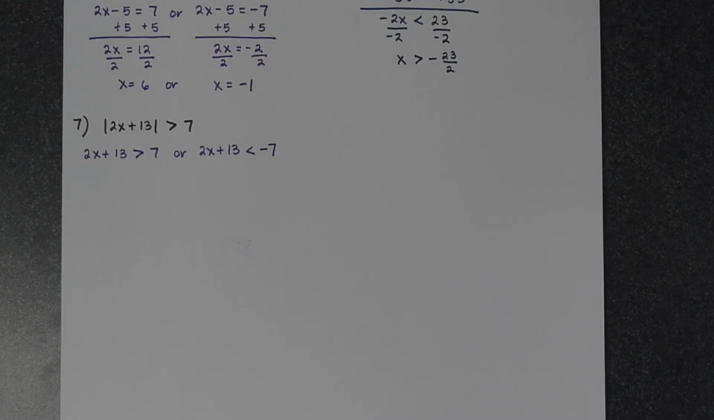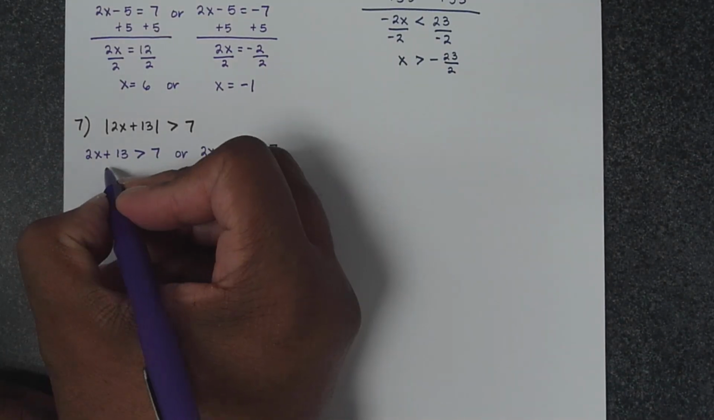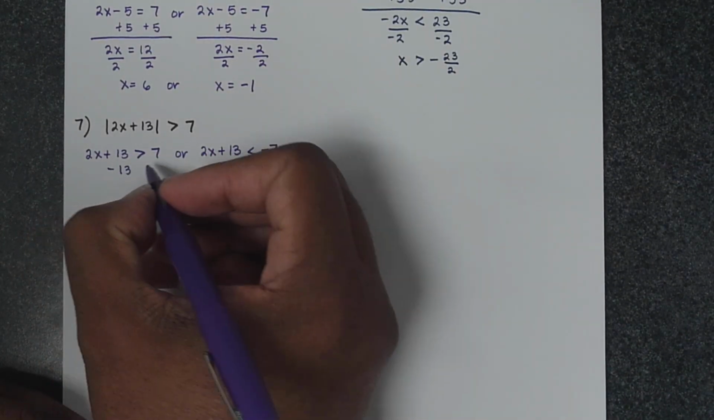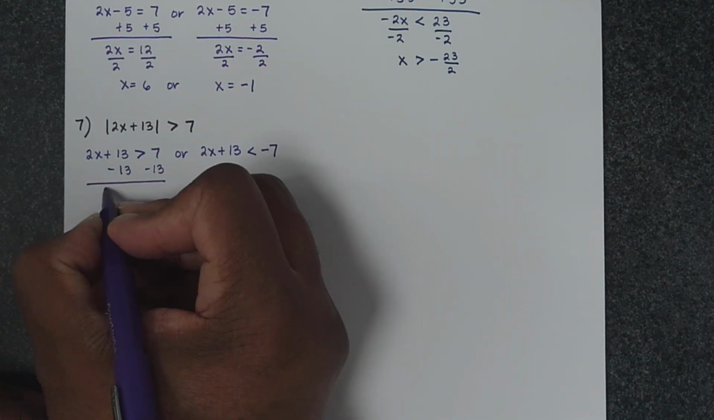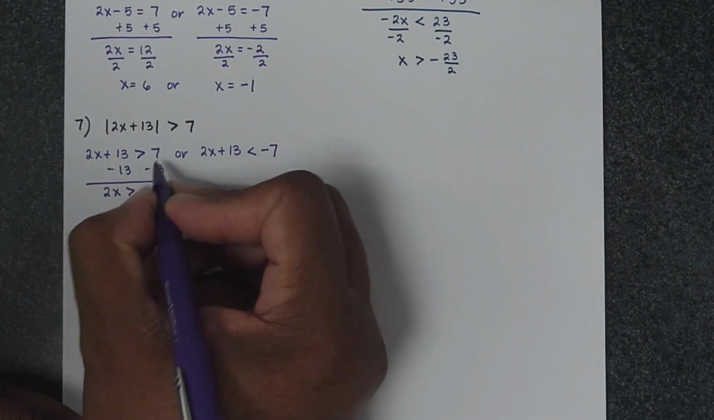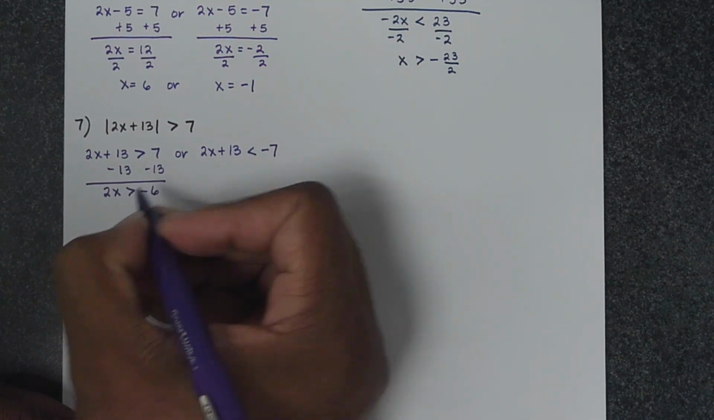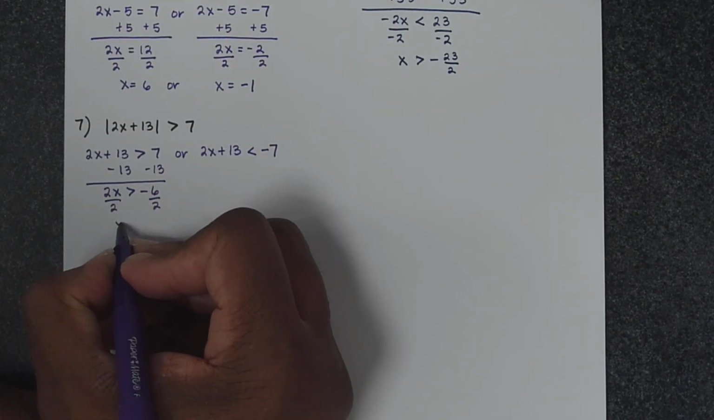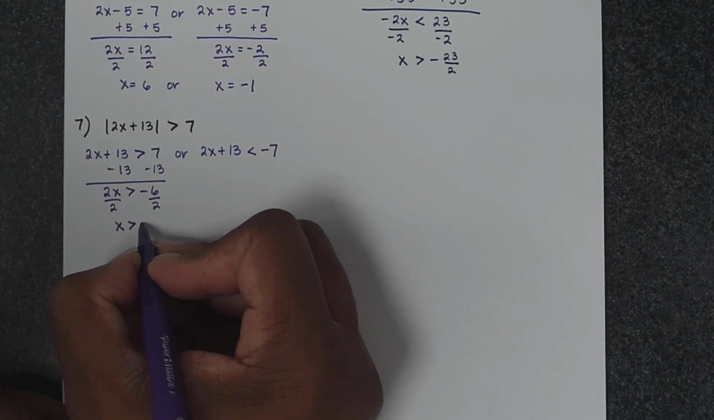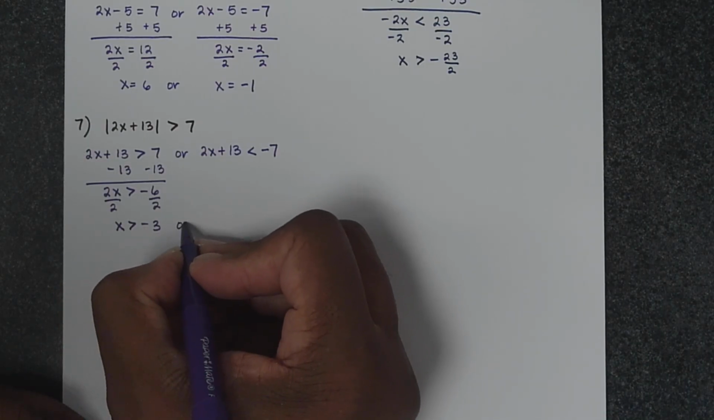Each inequality, we're going to get x by itself. So the 2x plus 13 is greater than 7. We're going to subtract 13 on both sides. So that means I have 2x is greater than 7 minus 13, that's negative 6. Divide both sides by 2. x is greater than negative 3.